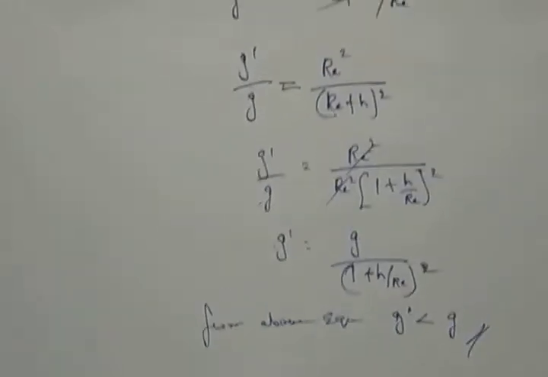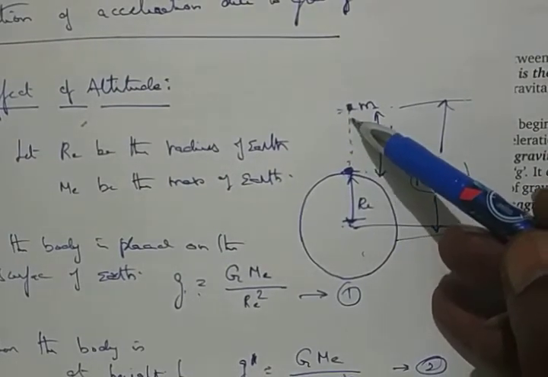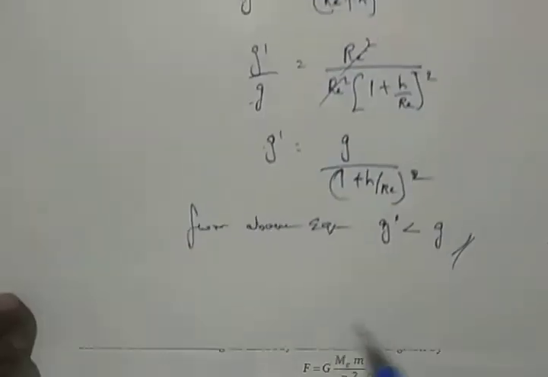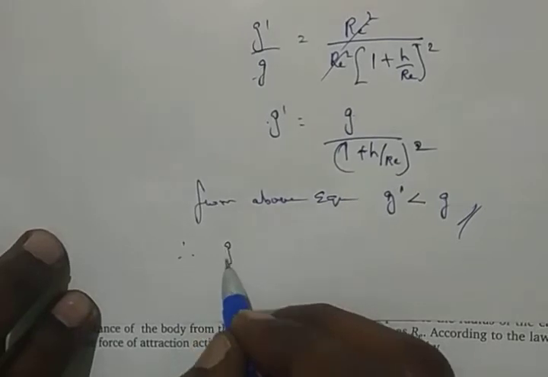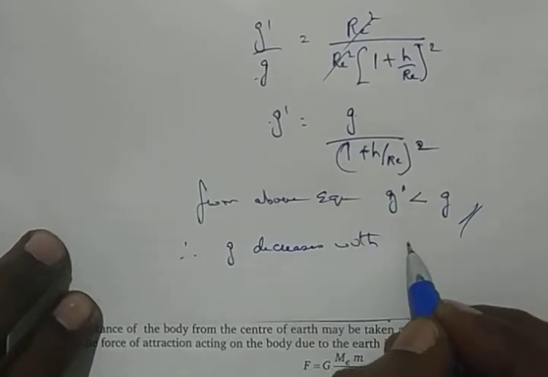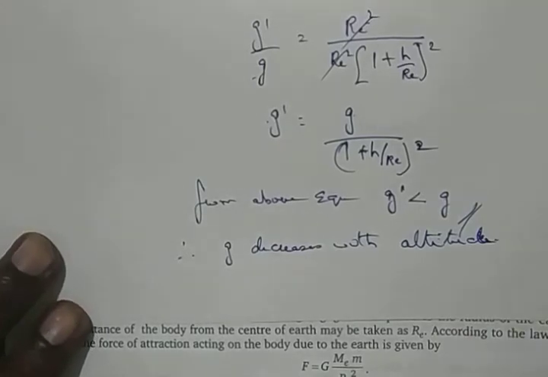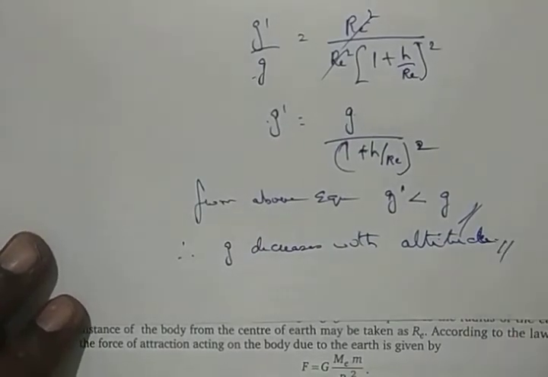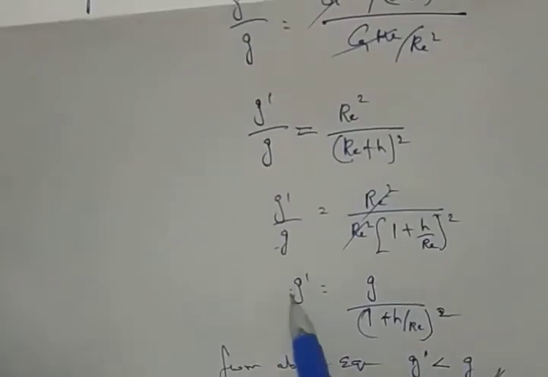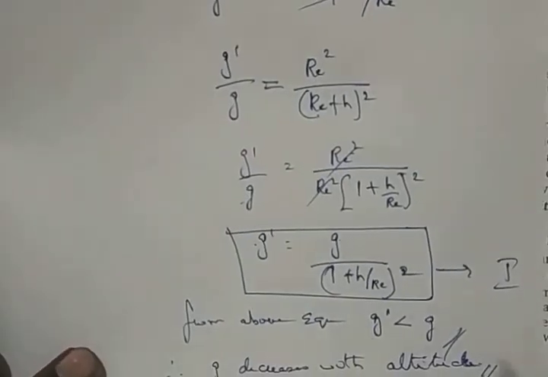So what is the conclusion? When you go above the surface of Earth, in the height h, acceleration due to gravity will decrease. Therefore, G decreases with altitude. When you go above, G will decrease. So that is the conclusion here. Now, this is a very, very important equation. Equation number 1, I can say, for this particular derivation.